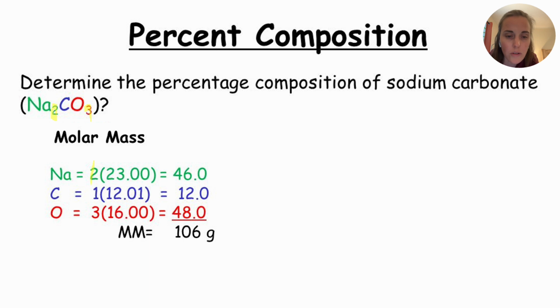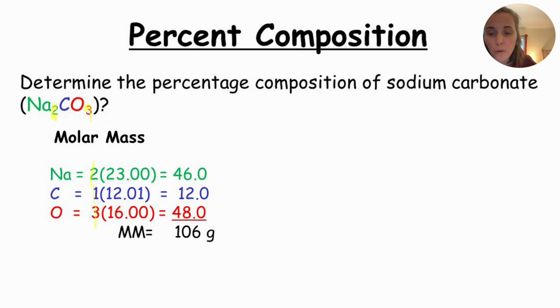You have 2 sodium, you have 1 carbon. See, there's no subscript, so we just assume that's 1. And you have 3 oxygen. So they wrote a 1 and they wrote a 3. And then they went and found the molar mass for each of those atoms, which again, you just find on your periodic table. So they found them up and then they did the sum total. So your molar mass of your entire sodium carbonate compound is 106 grams.